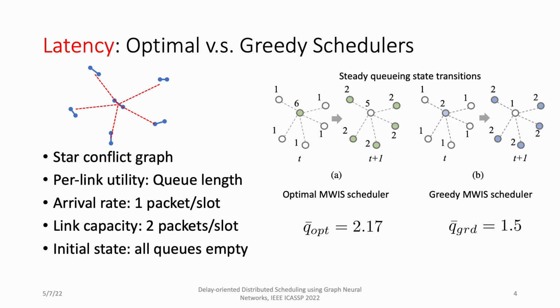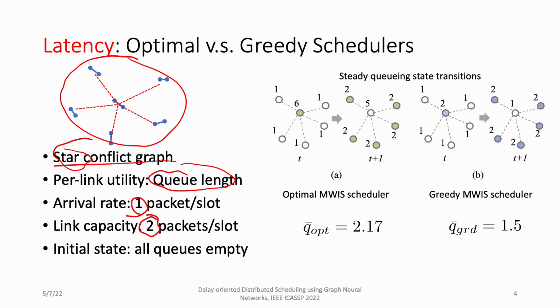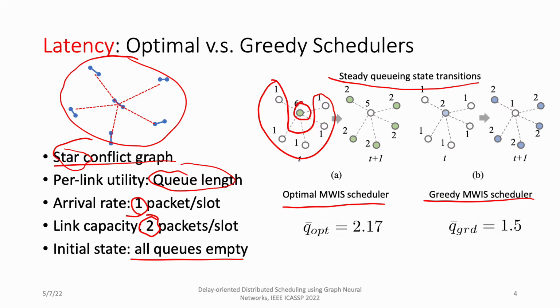Now let's compare the optimal and greedy schedulers on a simple case. So here's a network with 6 links, and the conflict graph is a star-shaped graph. So the per link utility is the queue length, and the arrival rate is 1, the link capacity is 2. Initially, all the queues are empty. On the right-hand side, we show the steady-state transitions under the optimal scheduler and the greedy scheduler. So on this graph, there are 2 maximal independent sets. One is the peripheral, and the other one is the central node. As you can see, the average queue length under the optimal scheduler is longer than the average queue length under the greedy scheduler. So that means that the latency performance under optimal scheduler is worse than the greedy scheduler.